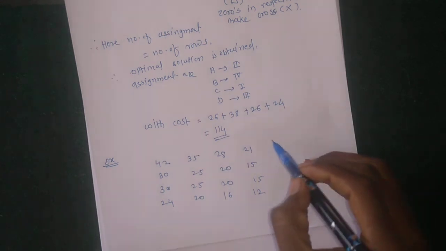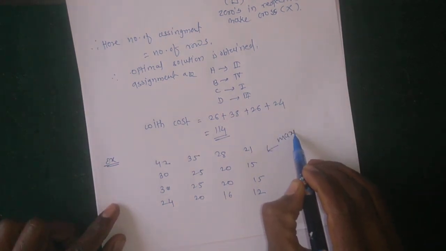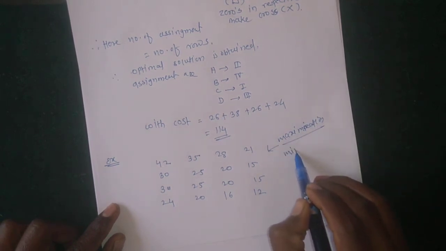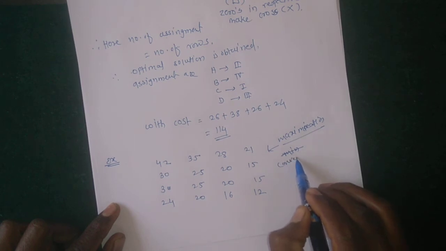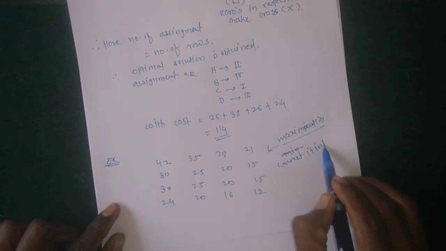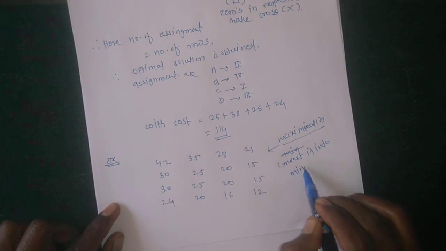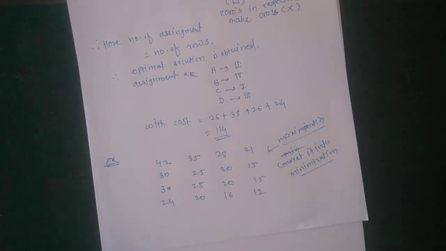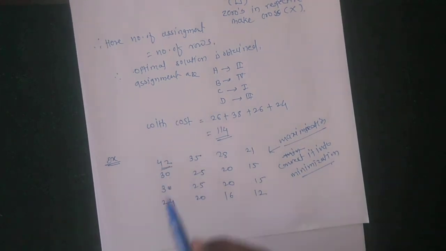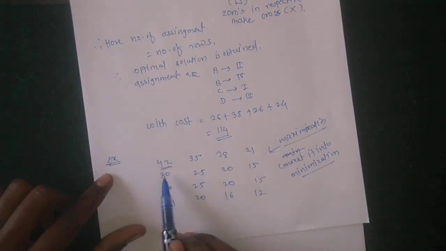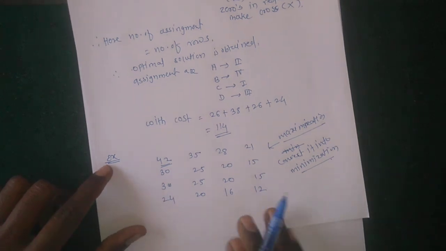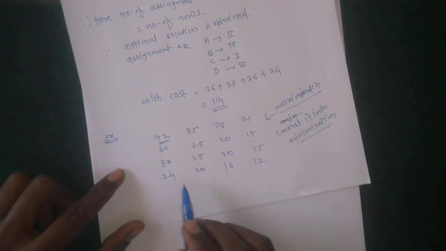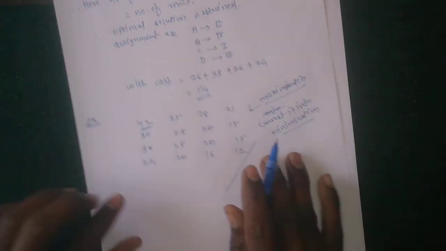This is a maximization type problem, and we solve it by converting it into minimization. How to convert? Select the largest element and subtract all elements from it. The largest element is 42, so subtract all elements from 42.